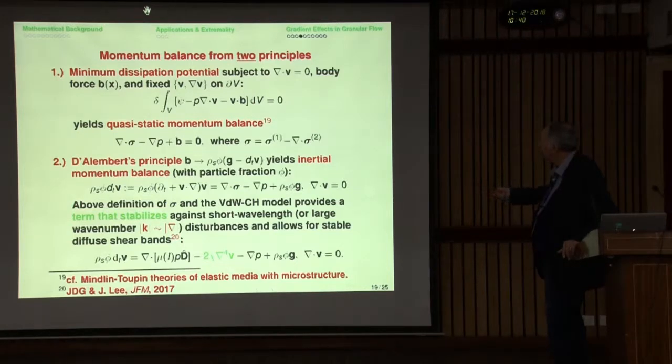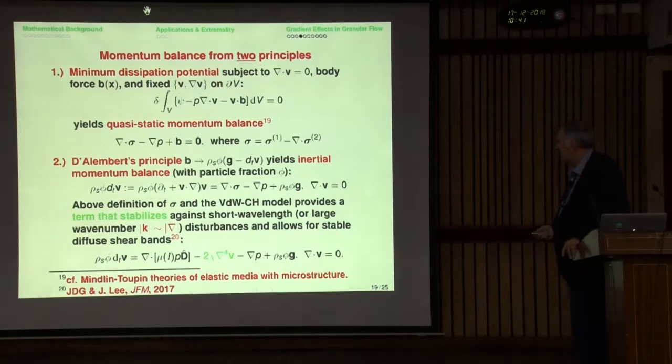You can get the momentum balance with these extra stresses by, first of all, doing a minimum dissipation potential. That gives you here pressure. This is an incompressible fluid, so this is the incompressibility constraint, and this is the body force. If you minimize this quantity, it will give you the quasi-static momentum balance, which follows from a variational principle. However, to get the full momentum balance with inertia, you have to apply D'Alembert's principle, which says I can replace this body force by whatever other body force I might have and a fluid inertia term. This is Einstein's elevator principle also.